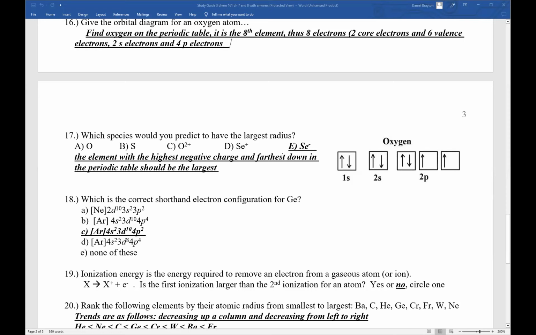And then the selenium with a -1 should be bigger than just selenium on its own. And that selenium on its own would be bigger than just sulfur. So it's the furthest down and has negative charge. So it has both of the two trends, adding and taking away electrons and location in the table.